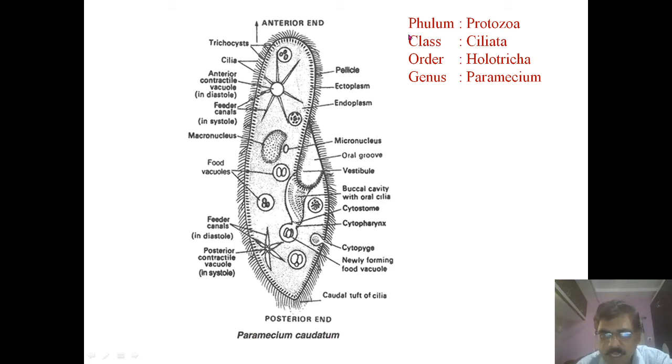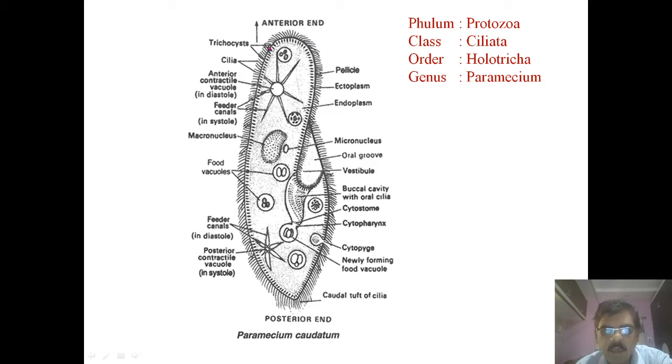This is the phylum Protozoa. Here there is a spelling mistake, you can correct it. Phylum Protozoa, then class is the Ciliata, order is the Holotricha, and the genus is the Paramecium. And this is the Paramecium.